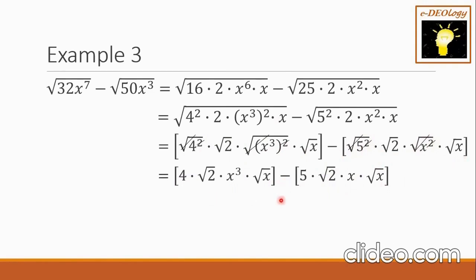So the next step is we're going to multiply all terms with no radicals, and we will multiply terms with radicals. So the 4 will be multiplied to the x cubed, the square root of 2 times the square root of x. So we will have this 4x cubed square root of 2x, and then minus 5 times x will be 5x, and then the square root of 2 times the square root of x will be square root of 2x.